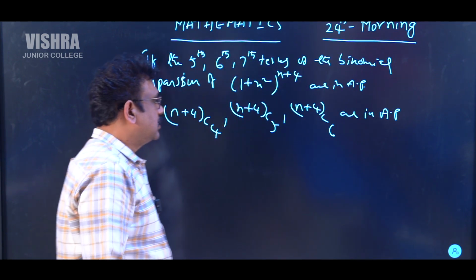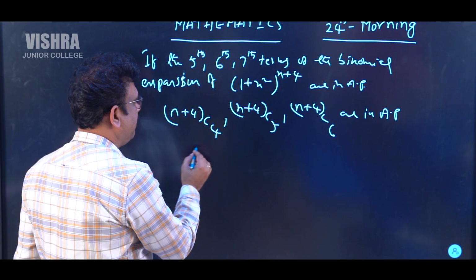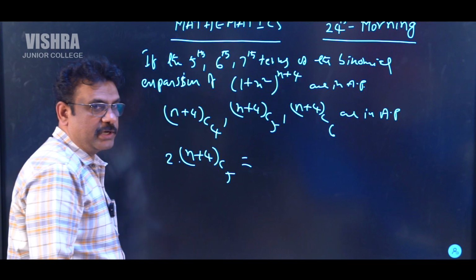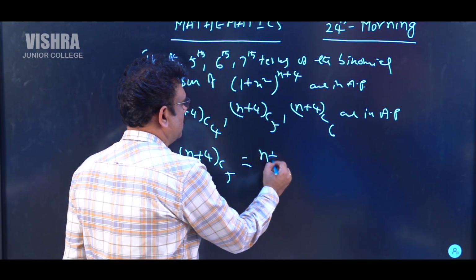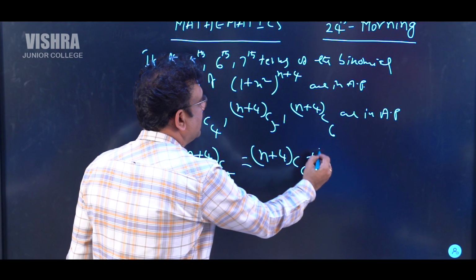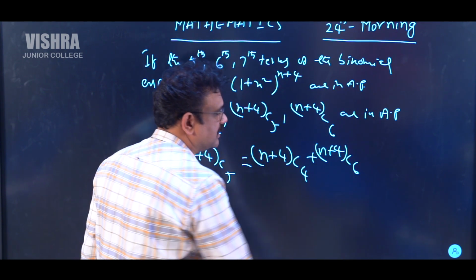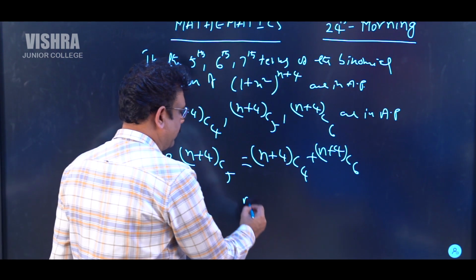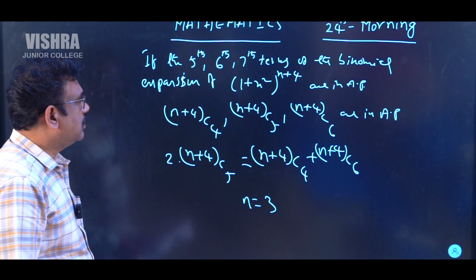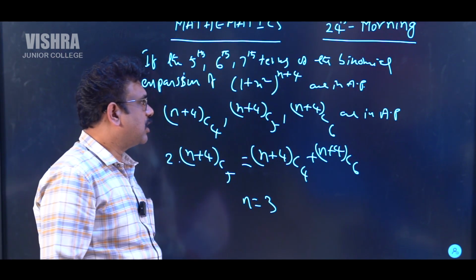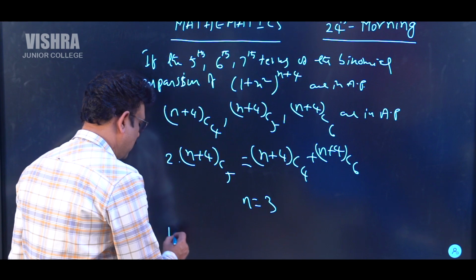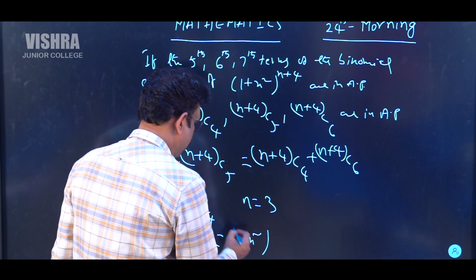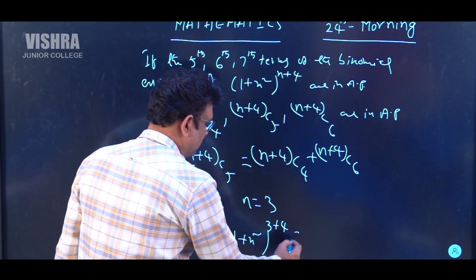Given that these are in AP, we use the AP formula, that is 2b = a + c. So 2 into (n+4)C5 is equal to (n+4)C4 plus (n+4)C6. By simplifying this, you get n equal to 3. So now (1 + x²)^(n+4) is (1 + x²)^(3+4), that is (1 + x²)^7.